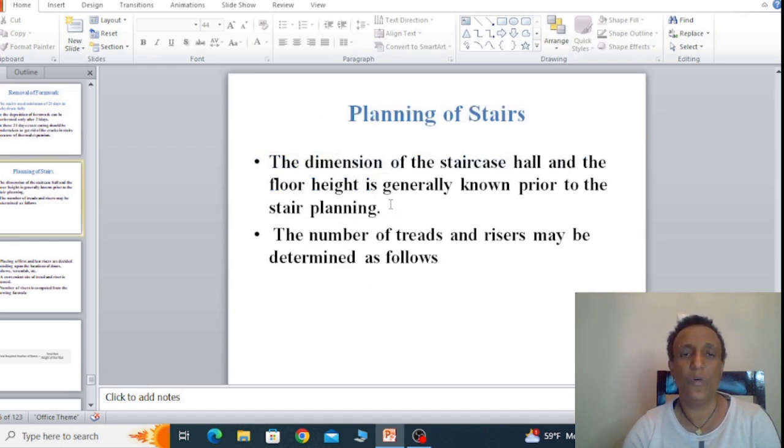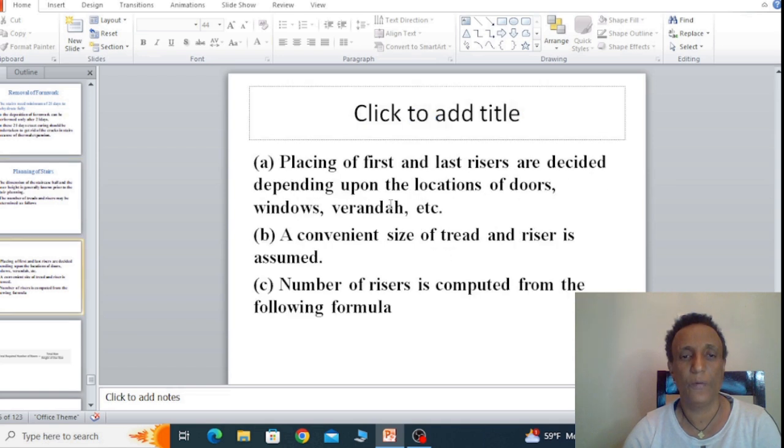Here there is planning of stairs. That is, the dimension of the staircase hall and the floor height is generally known prior to the stair planning. This information should be known before the planning, and the number of treads and risers must also be determined as follows. First, the placing of the first and last treads is decided depending upon the location of doors, windows, verandas, and any openings. We can decide the place of the first and the last risers.